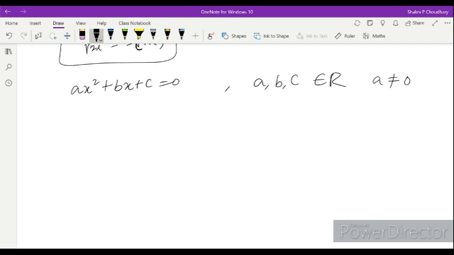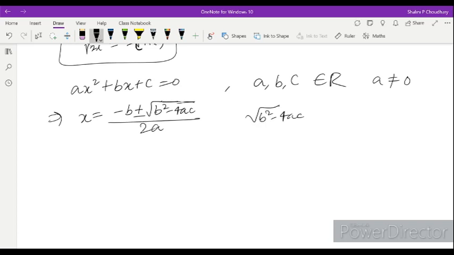Okay, now what will be the solution of this equation? x का value क्या होता है? There will be two values of x: minus b plus minus square root of b square minus 4ac divided by 2a, होता है ना. So the two values are, एक value होगा minus b plus square root of b square minus 4ac, दूसरा होगा minus b minus square root of b square minus 4ac. In this case यहाँ पे we have to find out square root of b square minus 4ac. ये हम find out करते हैं.